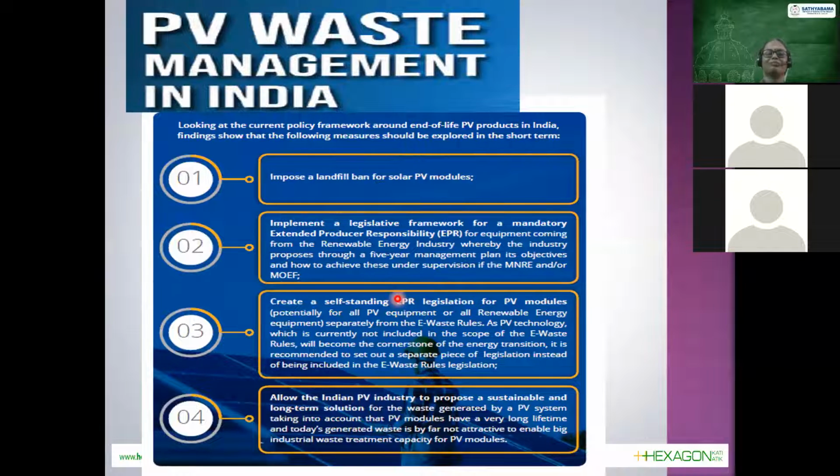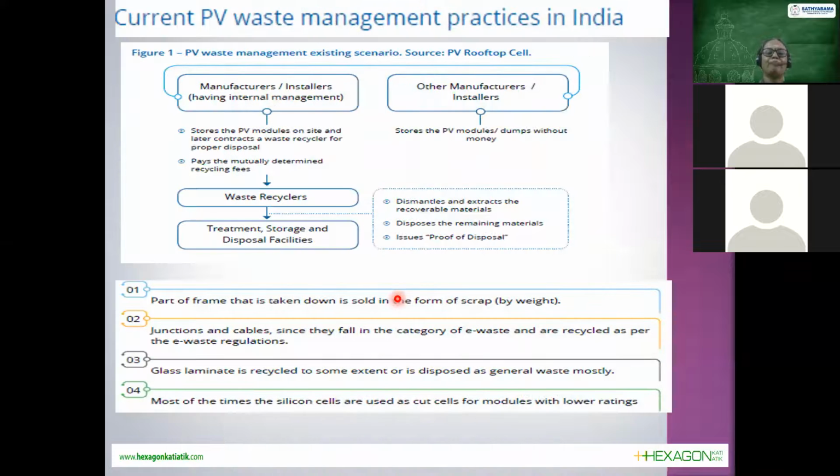PV waste management. PV, we are saying photovoltaic, is one of the important renewable sources of energy, where it will replace all the sources. But we are supposed to focus on that PV, because while we are putting PV into scrap, we have to consider the junctions and cables, all of which will be e-waste. Glass laminate, silicon, cut cells, everything. All the PV manufacturers, PV sellers, battery manufacturers, and battery sellers are responsible for this waste.